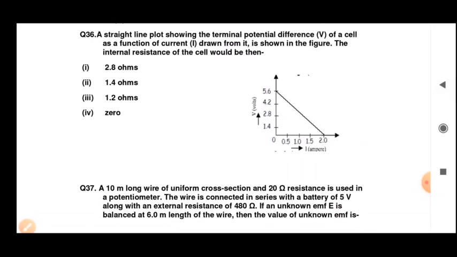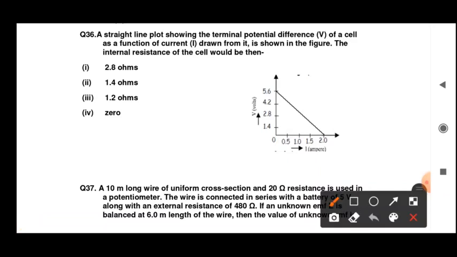Let's see now question number 36. A straight line plot showing the terminal potential difference V of the cell as a function of current I is drawn. So the potential versus current graph is shown here. The internal resistance of the cell would then be? So we have to find out the internal resistance of the cell.